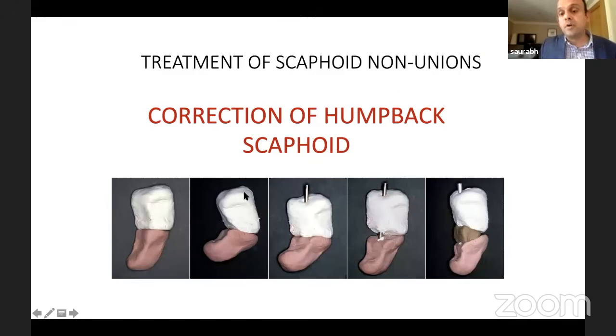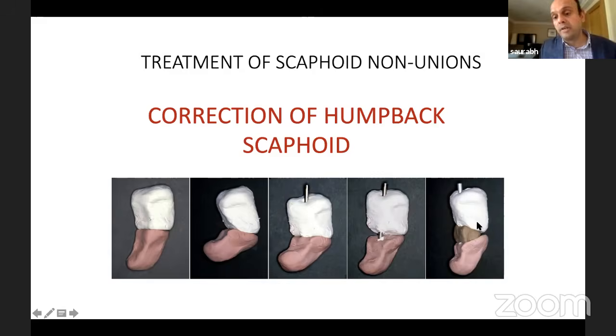It's very important, because if you see humpback, unless you go volar, you cannot correct it. If you go from the back, you can't correct the humpback. So you have to go volar, you have to correct it.